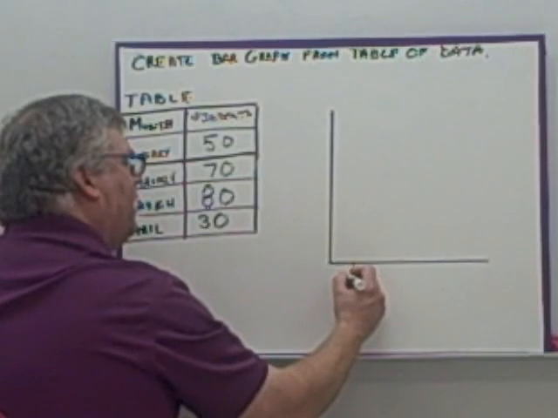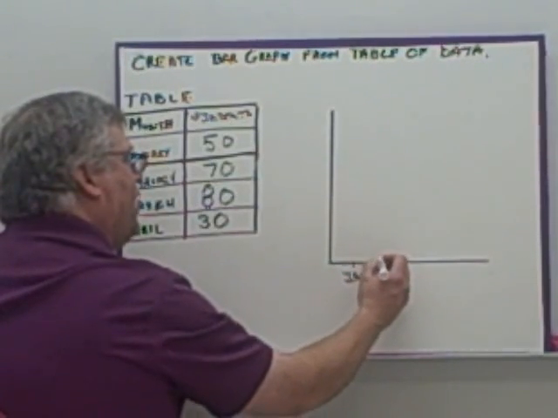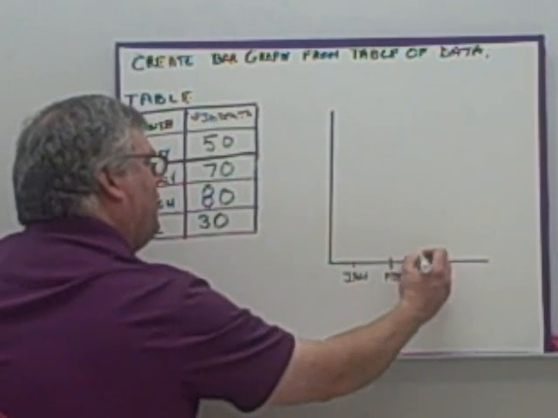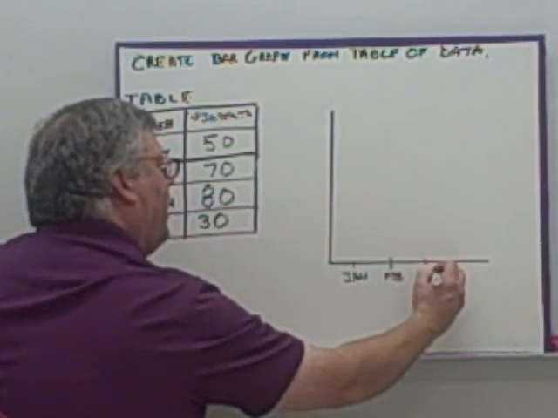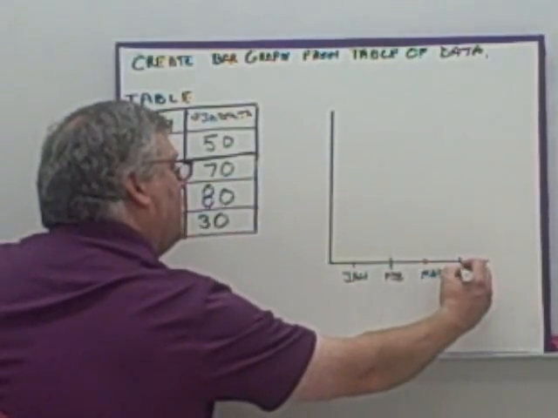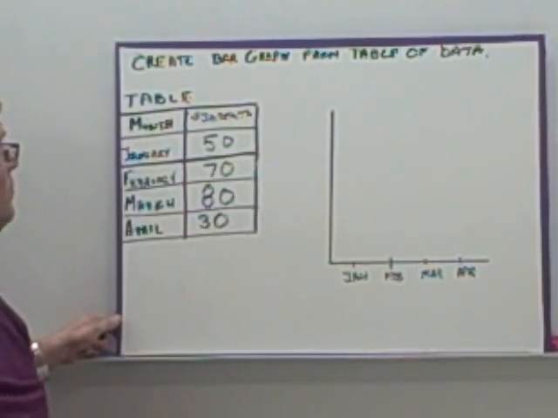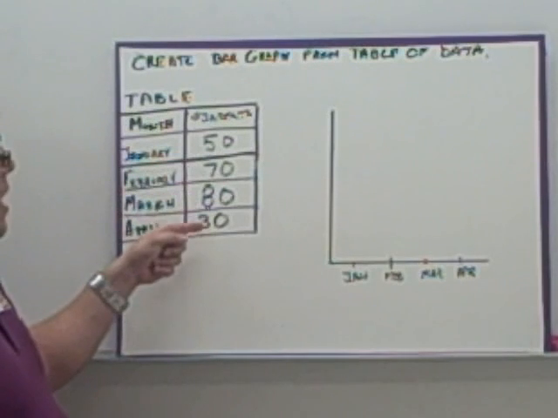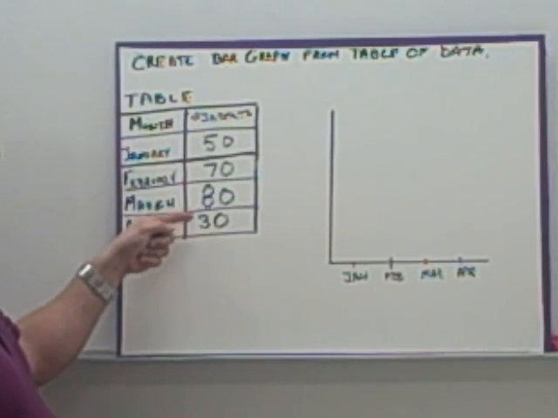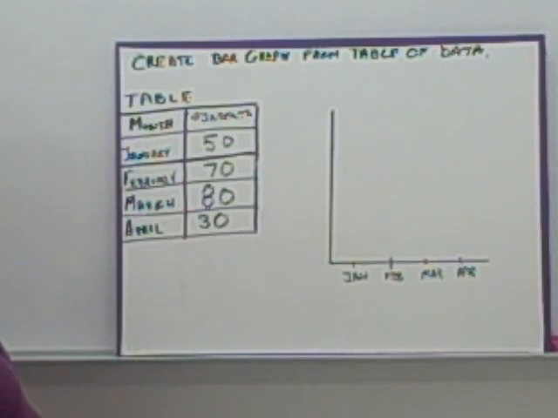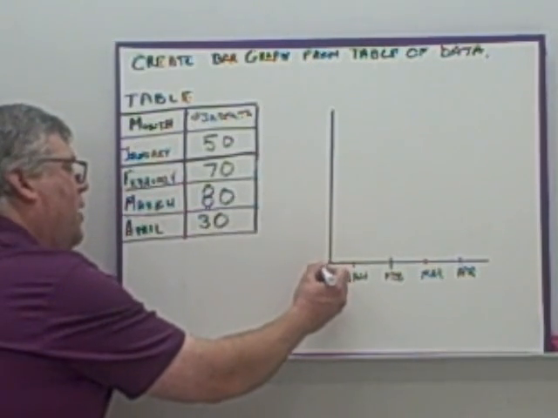I can put little marks here, abbreviate Jan for January, FEB for February, MAR for March, APR for April. Now the Y, I have values ranging from 30 up to 80. The minimum was 30, the maximum's 80. And I generally want to start from 0.